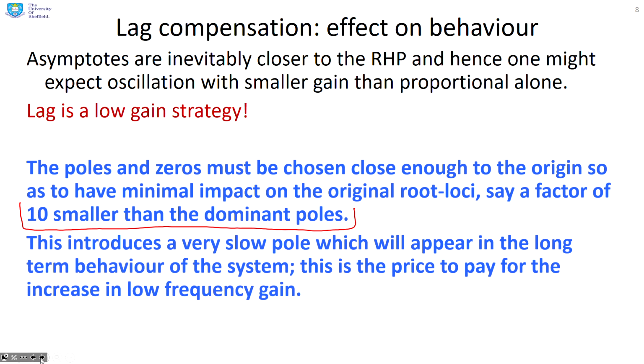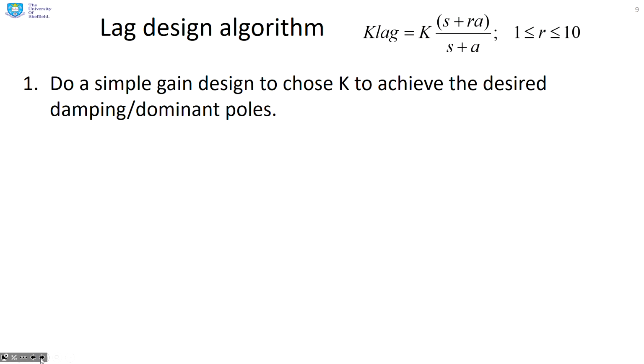Okay, and it means we're going to have a very slow pole in the system, and you have to accept this. If you want to increase the low frequency gain, nothing is for free. You have to pay somewhere, and where you're going to pay is that you're going to have this slow pole, perhaps slightly worse damping. So here's the algorithm.